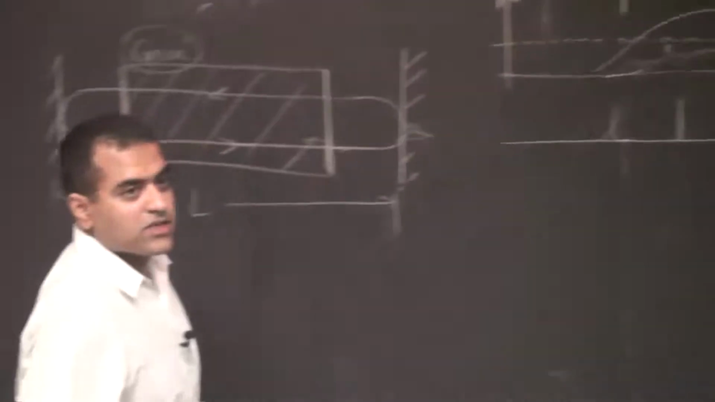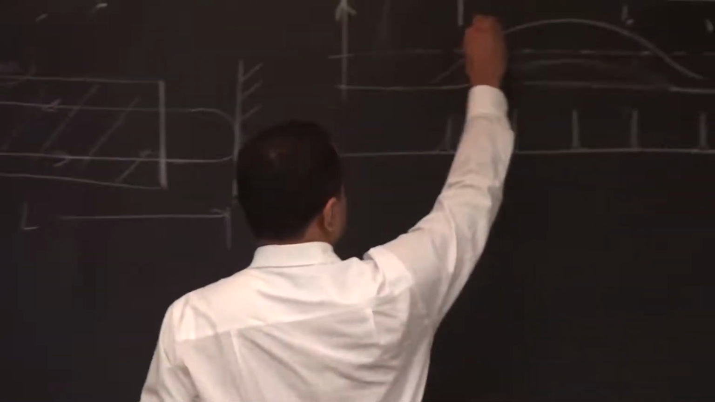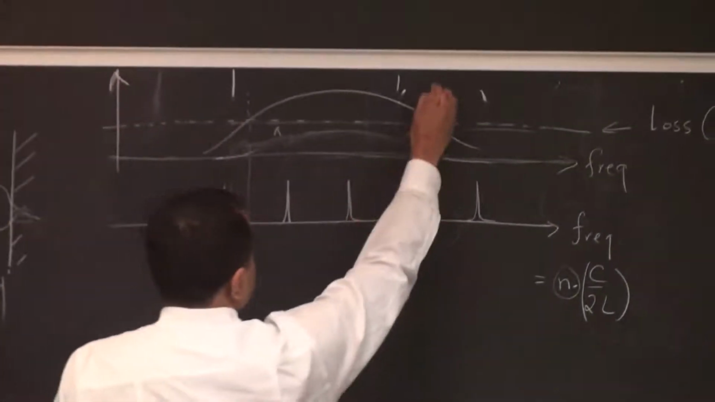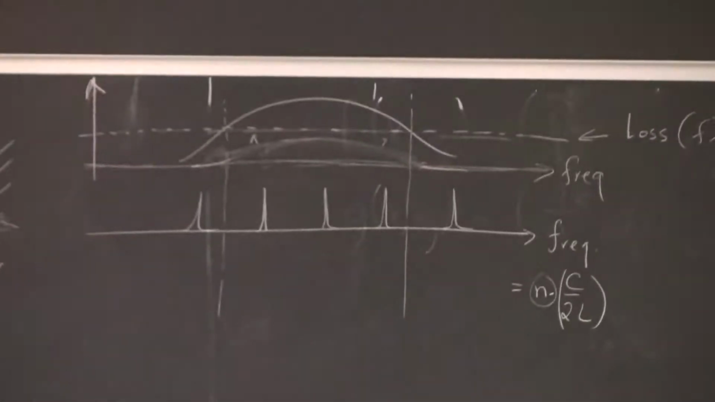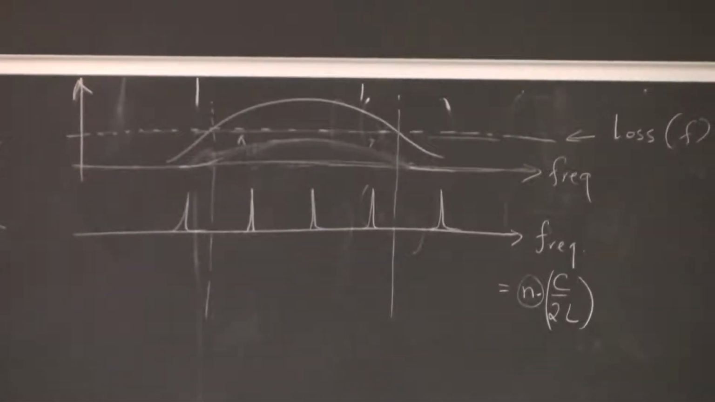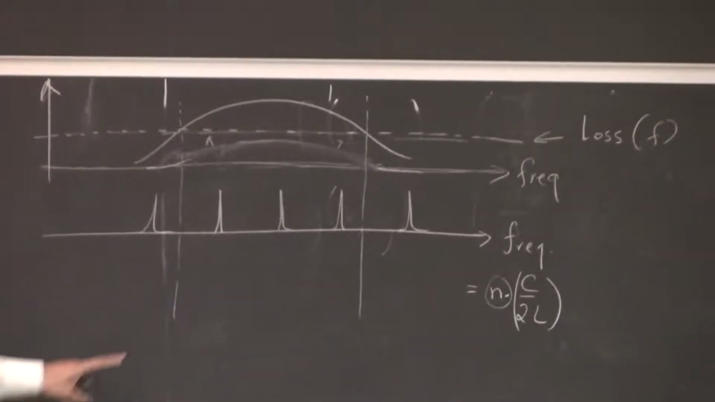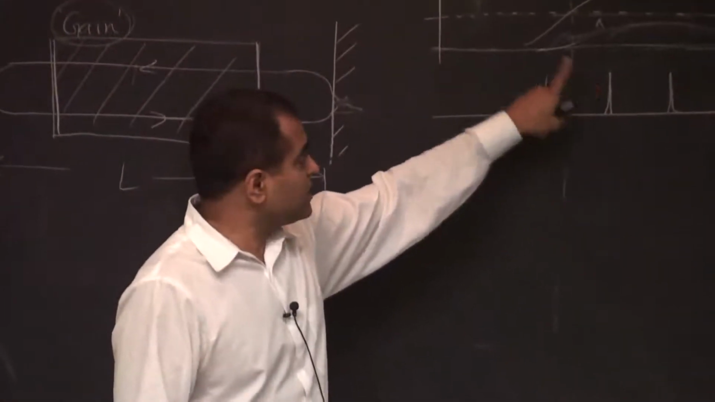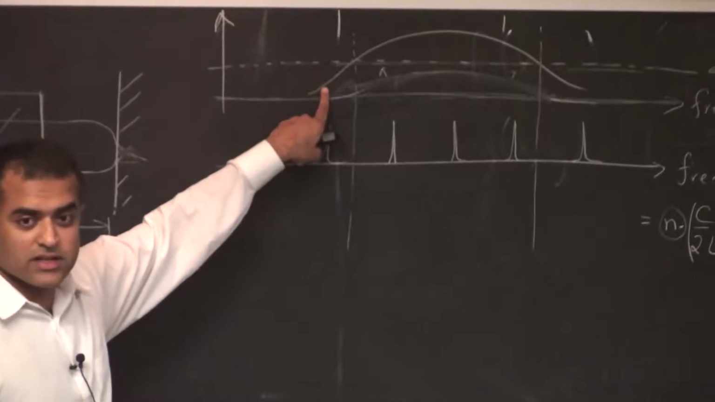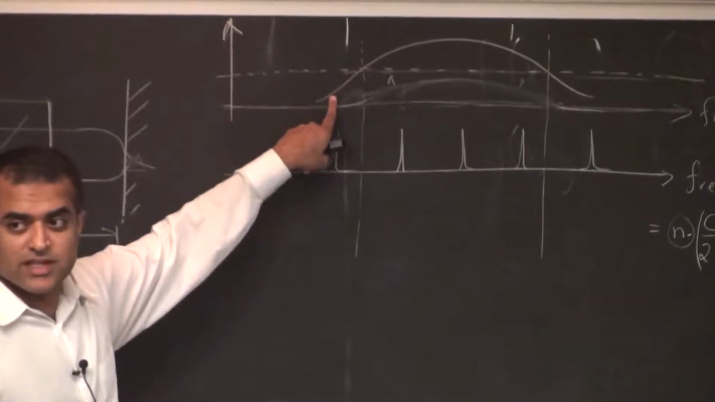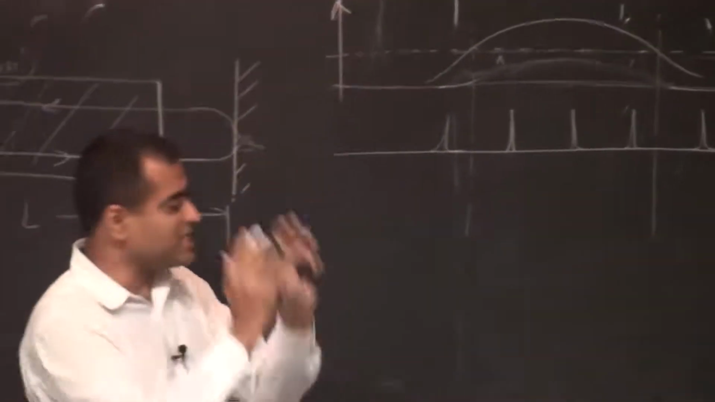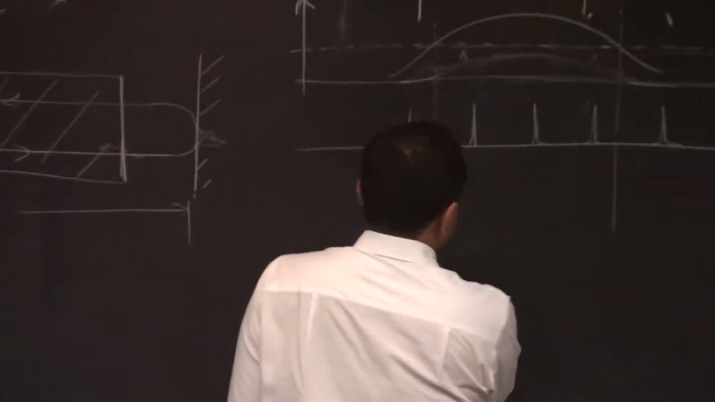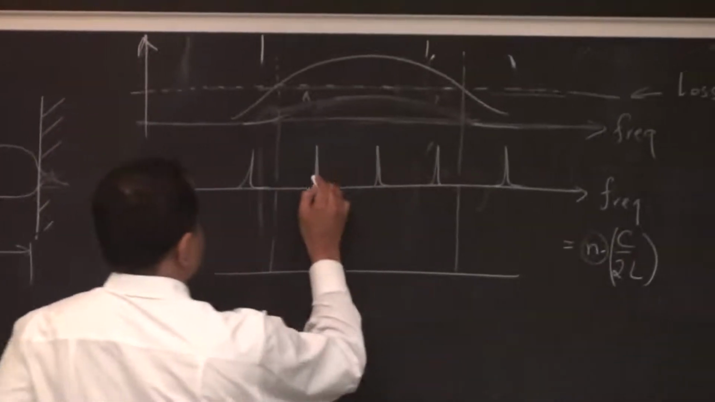So here's your window, then, over which the modes inside that window are the ones that can be amplified and will survive, and the others will die out. You'll lose that, right? They won't survive. Is that clear? So these are the ones that will be selected out.